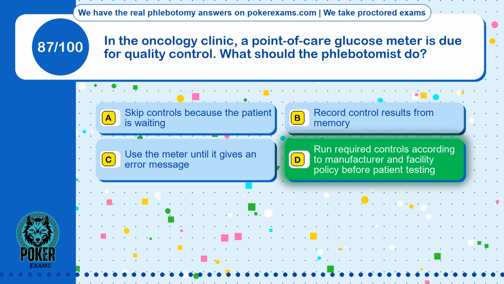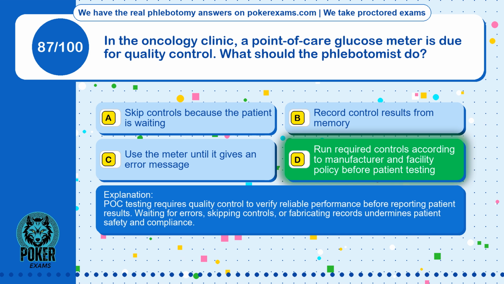The correct answer is option D. Run required controls according to manufacturer and facility policy before patient testing. POC testing requires quality control to verify reliable performance before reporting patient results. Waiting for errors, skipping controls, or fabricating records undermines patient safety and compliance.